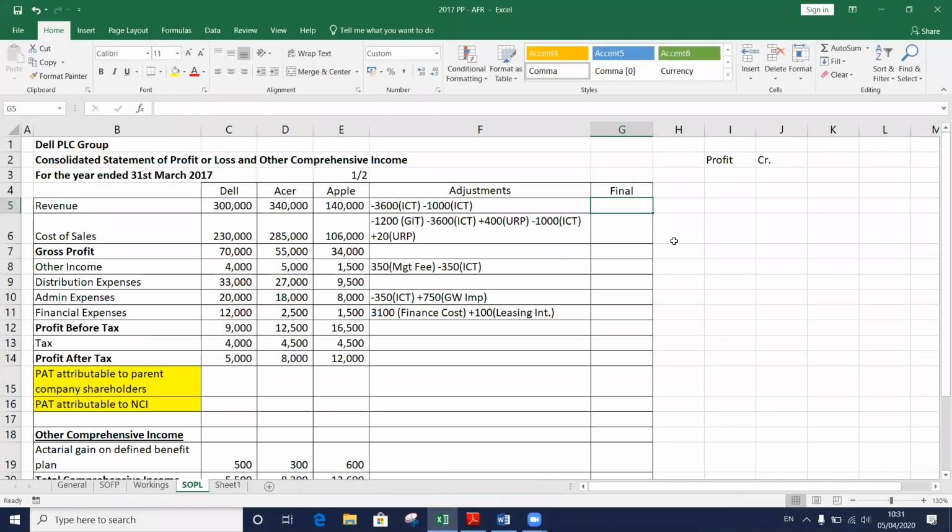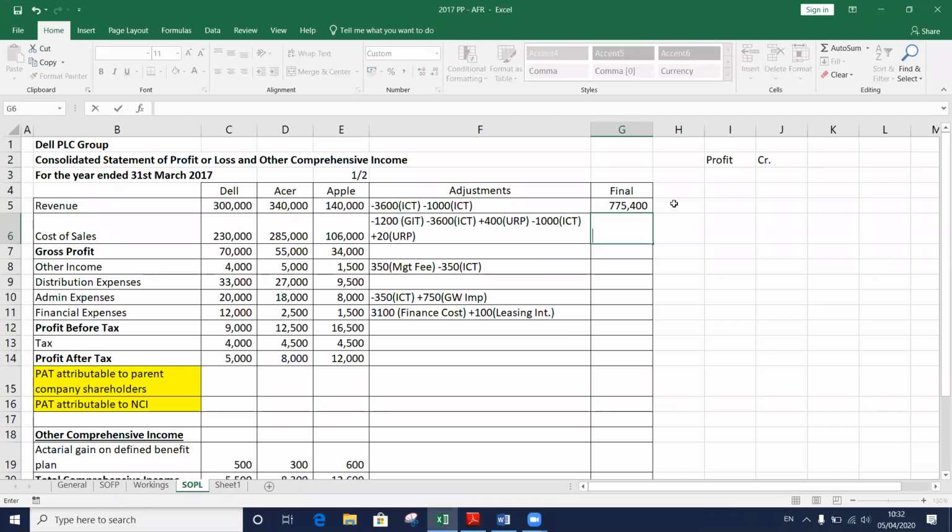What should be the figure? The sum of these three, and apart from that, what do we need to do? We need to deduct 3600 and deduct another 1000. The final balance should be 775,400.